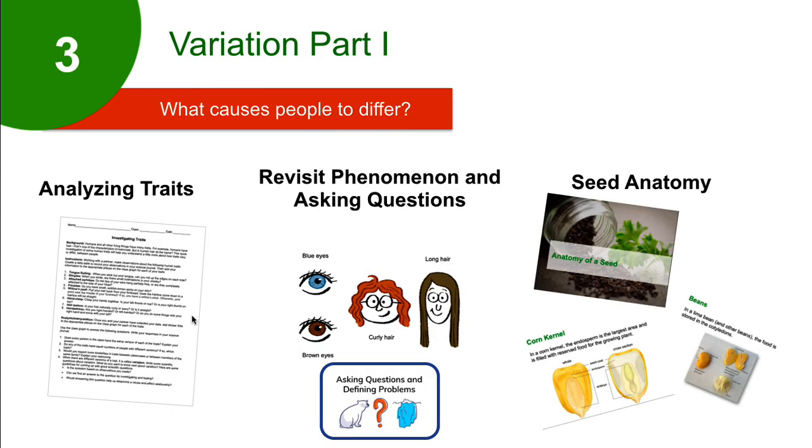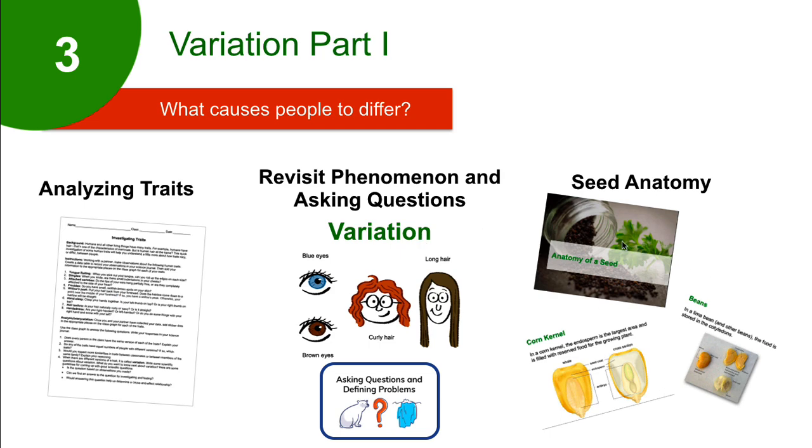We start this lesson finishing up yesterday's analysis of our class traits and noticing differences. We use that phenomenon to formally introduce the idea of variation, and students craft, share, and refine scientific questions about variation in people. Our goal for the unit is going to be to pursue the question, what causes people to differ? And people differ in so many ways, so we start our quest by looking at variation in something much simpler, seeds.